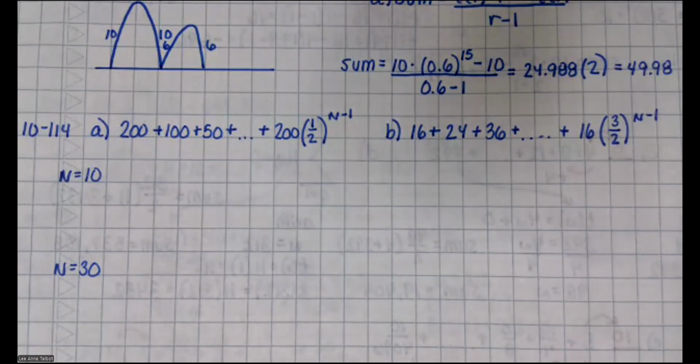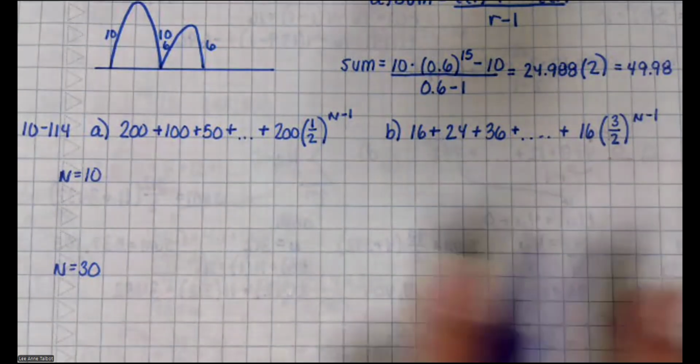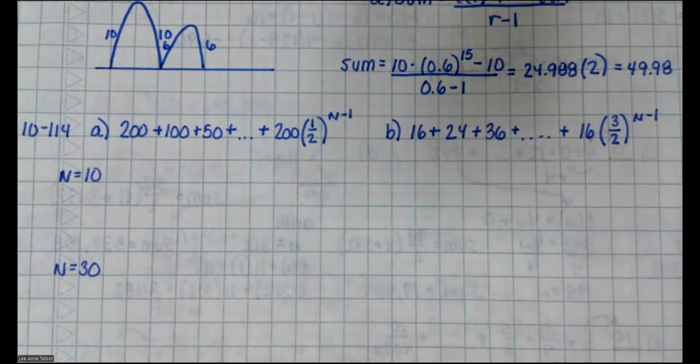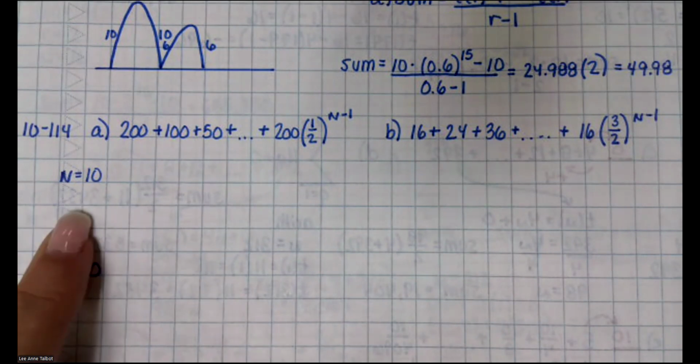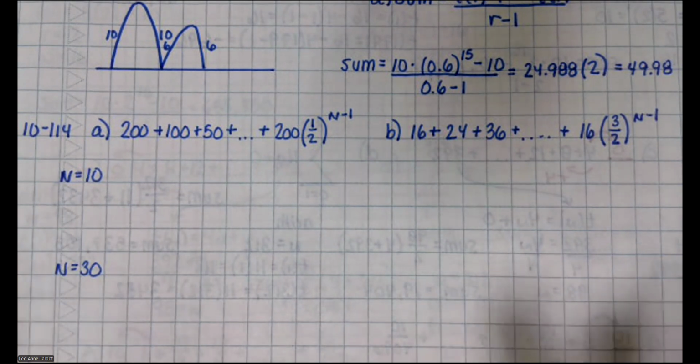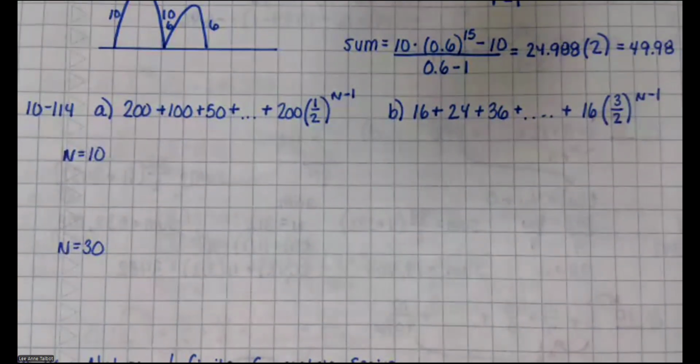Okay, you sound ready. What we're going to do is take these two series and find the sum of 10 terms and find the sum of 30 terms and see if we can use the pattern to tell us what it would be for infinity terms. And like I said, our brains don't really wrap around infinity very well. So instead, we just think of really big numbers.